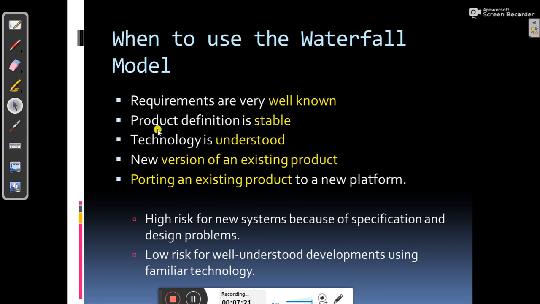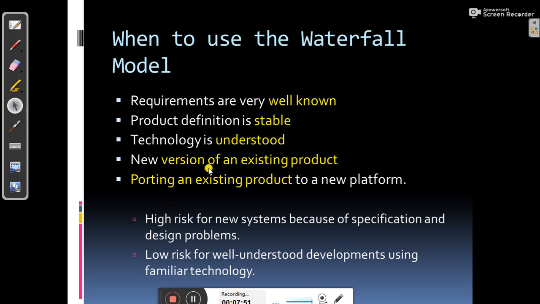in that type of scenario you can go for the waterfall model, because the risk will be less, and in that way you might end the project in a good manner. But there is high risk for a new system because of specification and design problems. So if you are going to build a totally new system, then it will create a high risk.